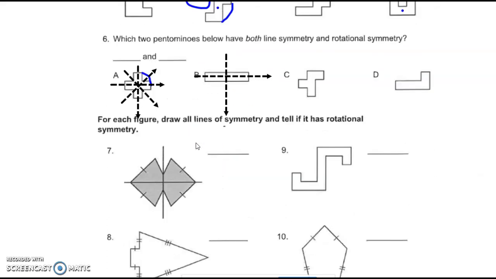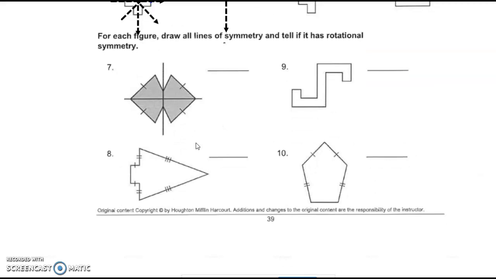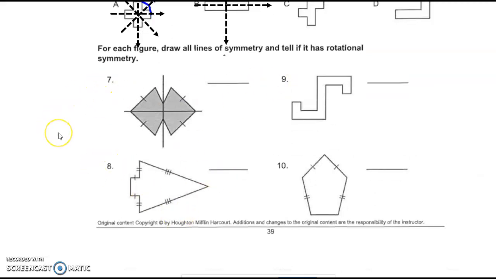Good. All right, so let's look at answers 7 through 10. For each figure, draw all lines of symmetry and tell if it has rotational symmetry. Let's do that quickly, and then we'll talk about the next thing. So go ahead and do that. Number 7 has them drawn, the 2 lines of symmetry, but you need to also determine if it has rotational symmetry.